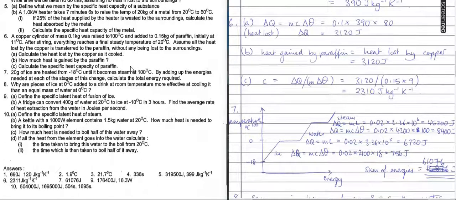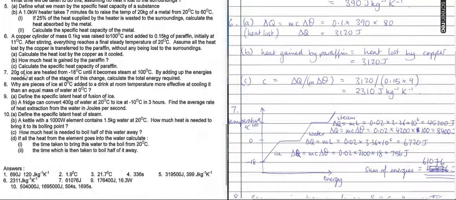Calculate the specific heat capacity of the paraffin. Rearrange the formula, delta Q divided by m delta theta. We get 3,120 divided by 0.15 multiplied by 9, which gives 2,310 joules per kilogram per Kelvin.